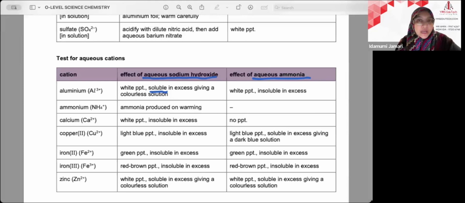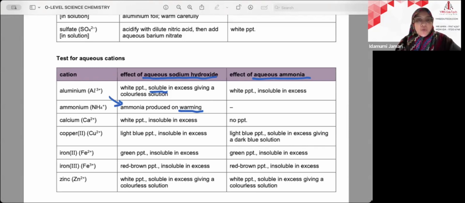In testing for ammonium ion, we will only test with sodium hydroxide, and you are required to warm the mixture. And you will suspect that ammonia will be produced. Hence, please get ready your damp red litmus paper, which will turn blue if ammonium ion is present. And once again, you must name the gas produced.